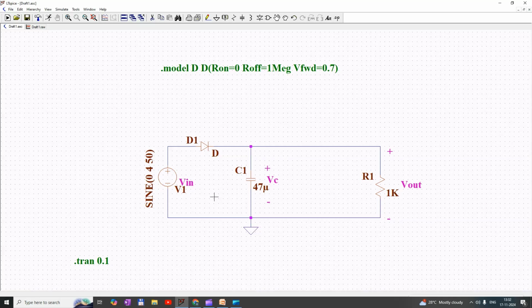Hope you understand in the rectifier circuit when the diode becomes forward biased, when the diode becomes reverse biased, how the capacitor is going to charge and how the capacitor is going to discharge, and how much time it will take for the discharge and how much time it will take for the charge.